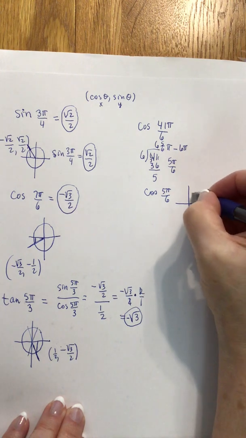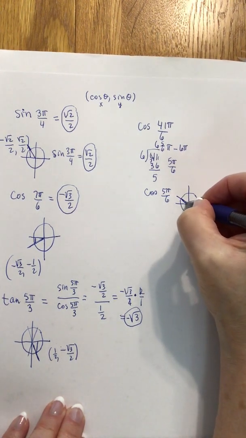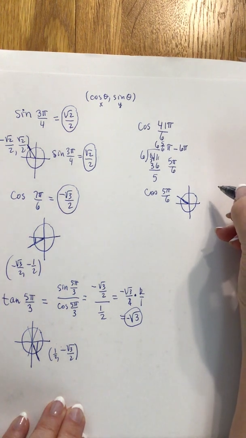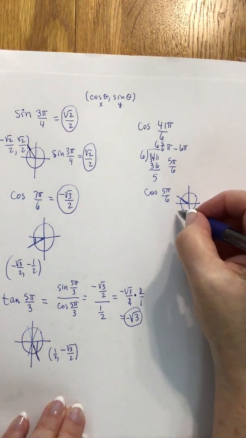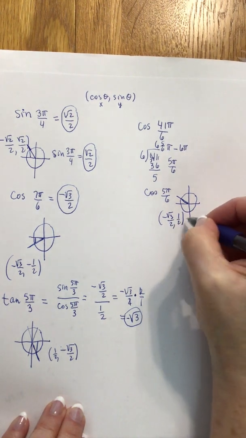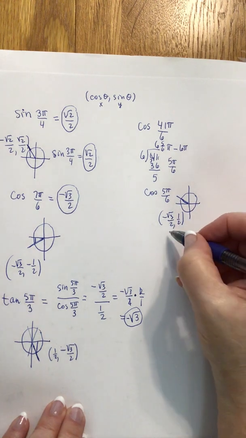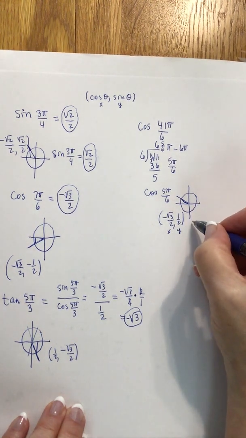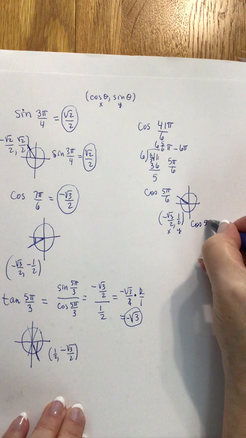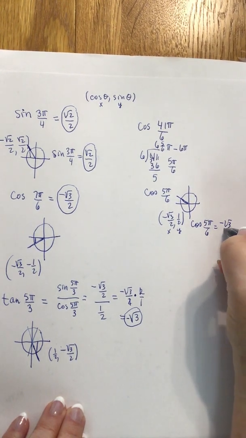So that can be found in the unit circle. So cosine 5 pi over 6 would be over here, quadrant 2. We know the coordinates of that is going to be negative square root of 3 over 2, comma 1/2. So we're looking for cosine. Cosine is the x. So this is x and y. So my answer for cosine 5 pi over 6 is equal to negative square root of 3 over 2.